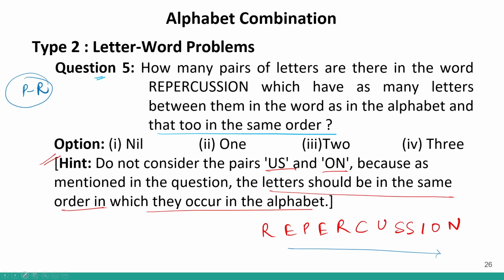So what would be the answer? There is only one pair, P and R, that have as many letters between them in the word as in the alphabet and in the same order. So answer will be option number 2, 1. Okay, this will be the answer.